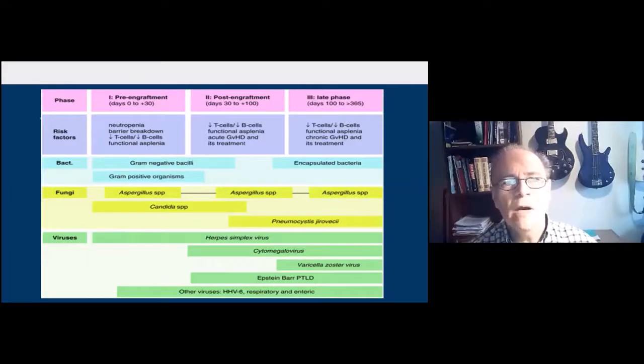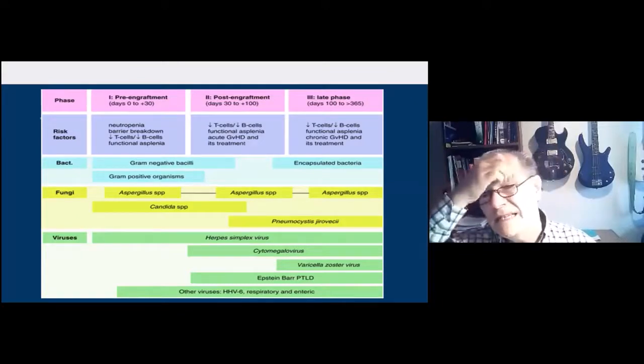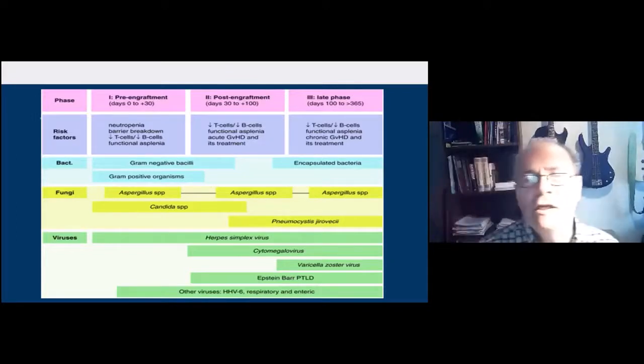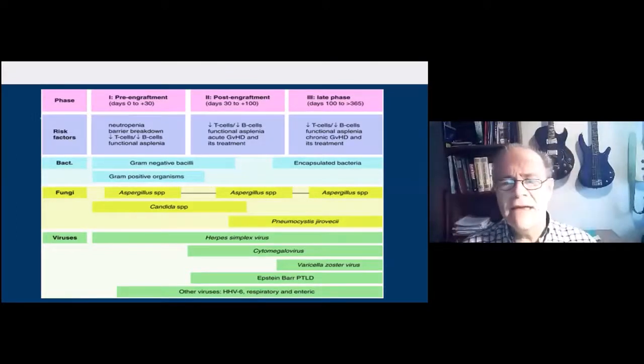In this case, you have neutropenia, barrier breakdown, T cells and B cells going down, and gram-negative bacilli, gram-positive organisms, and fungi are the main microorganisms. The viruses are present during the whole process, especially herpes simplex virus. The cytomegalovirus appears in the second or post-engraftment phase. But you have seen that other viruses like respiratory and enteric viruses, varicella zoster virus, or Epstein-Barr virus could appear.